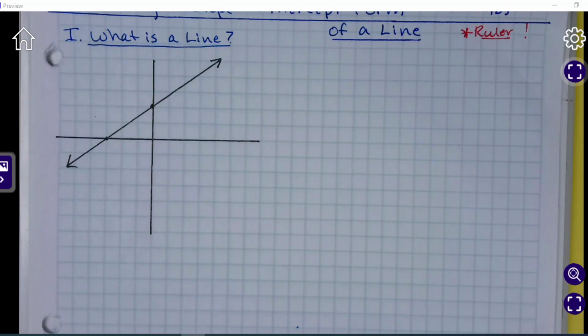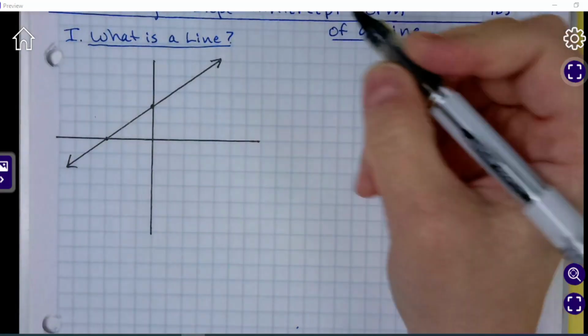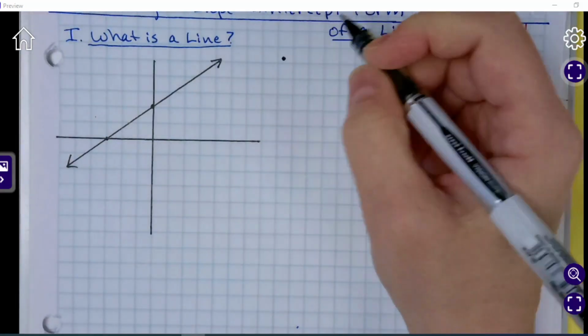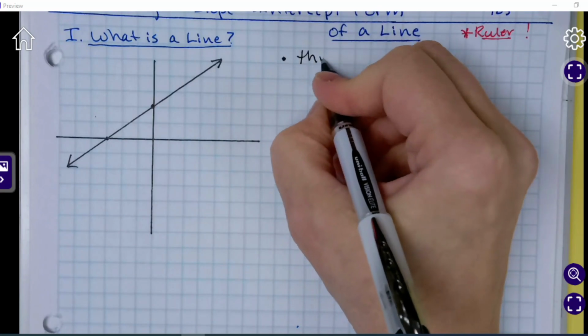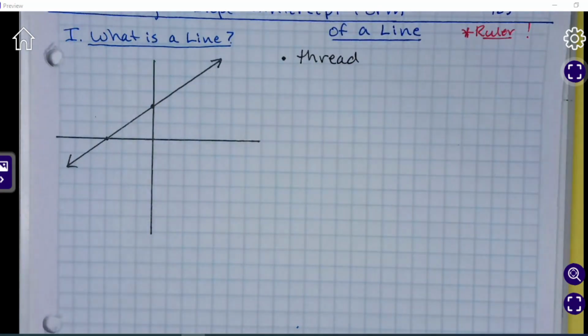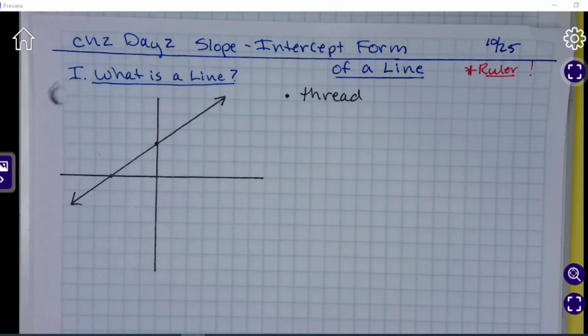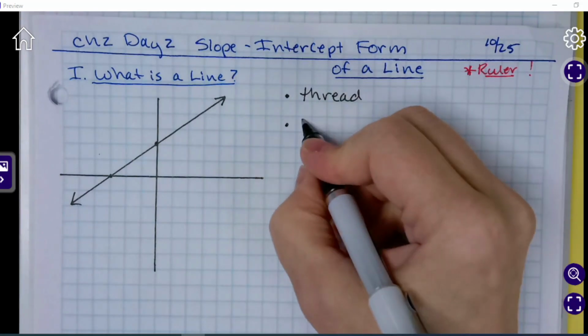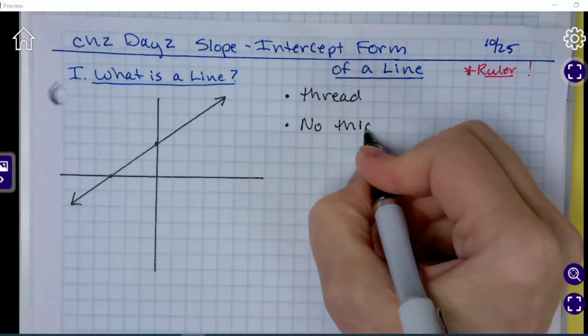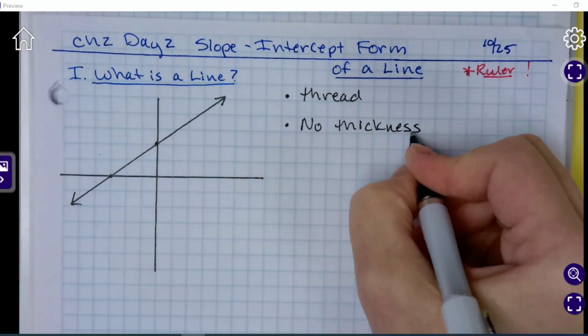So if you had to describe a line to someone who's never seen one, you might describe it as something that looks like a piece of thread, long and skinny. Like thread, a line has no thickness, so you can't measure how wide it is.